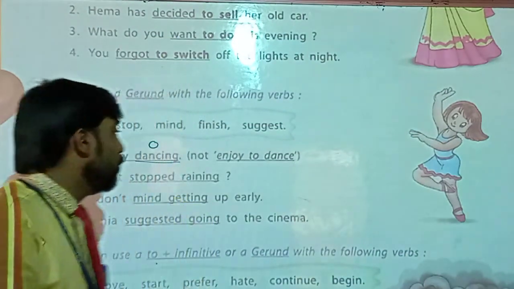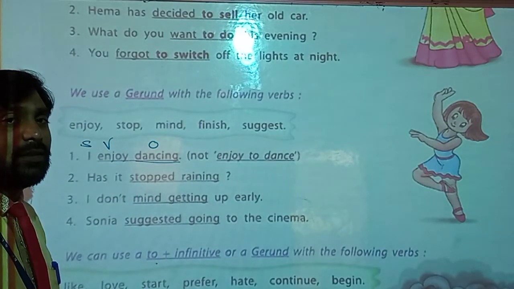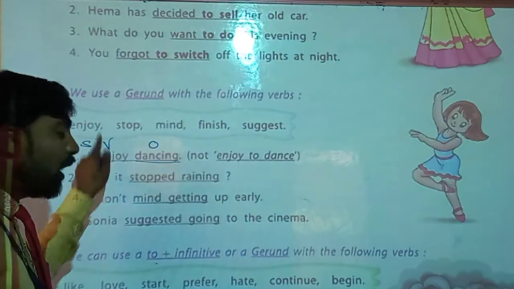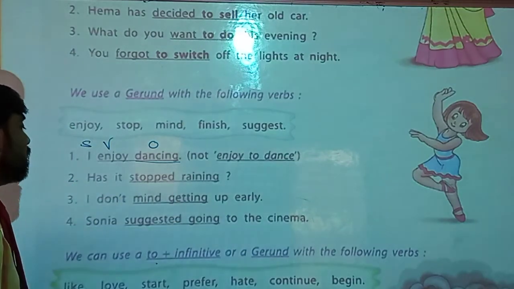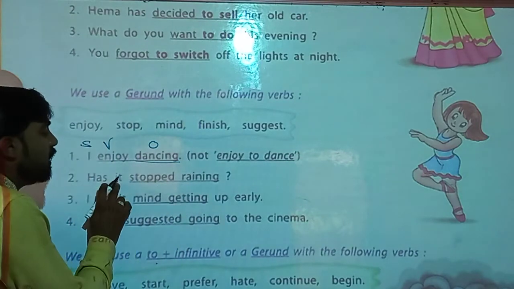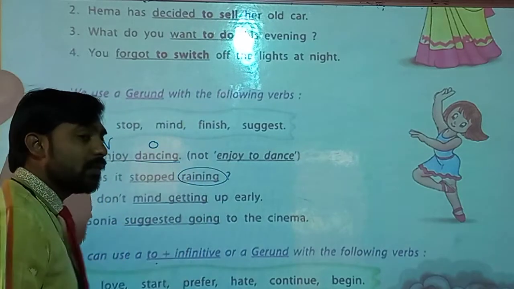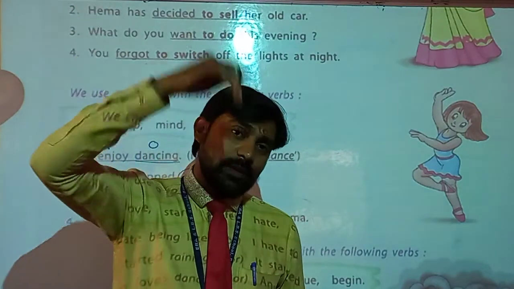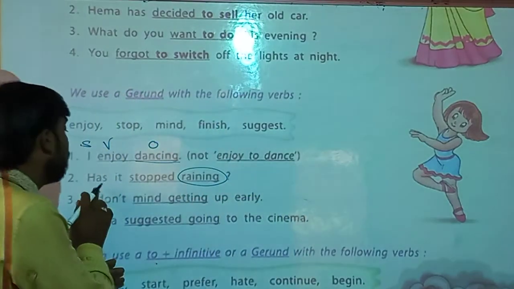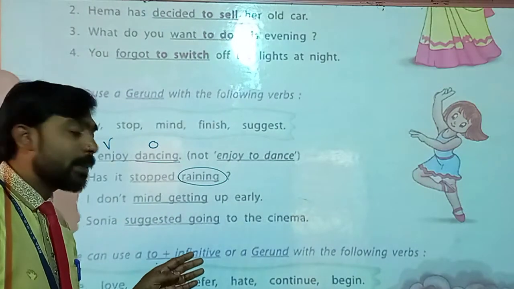ओके मुझे डांस करना अच्छा लगता है. अंडरस्टूड? I enjoy dancing. Second sentence, has it stopped raining? Now here raining means the action of rain. Raining, बारिश. ओके बारिश थम गई क्या? बारिश रुक गई क्या? ऐसा एक क्वेश्चन है.